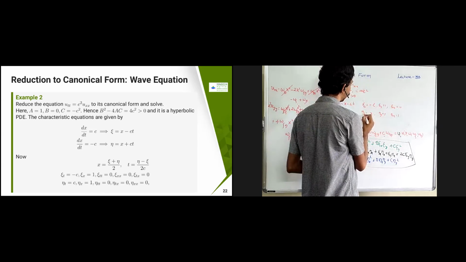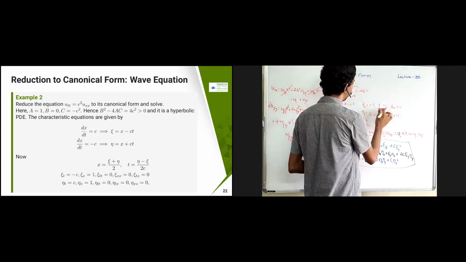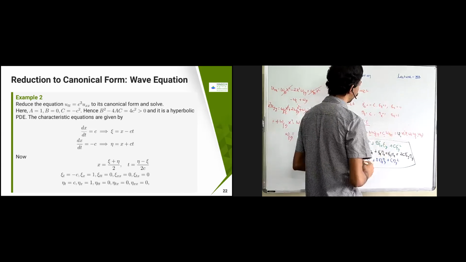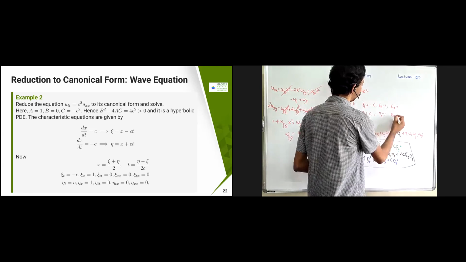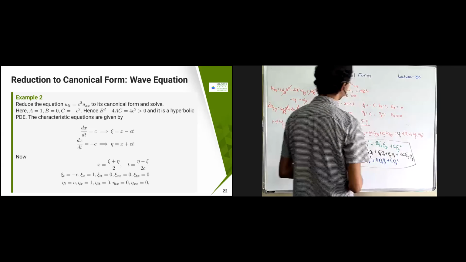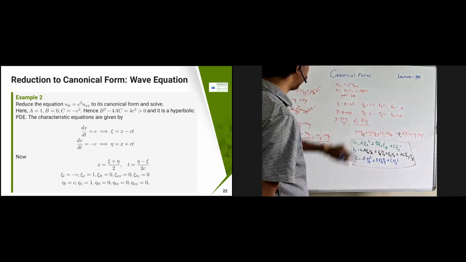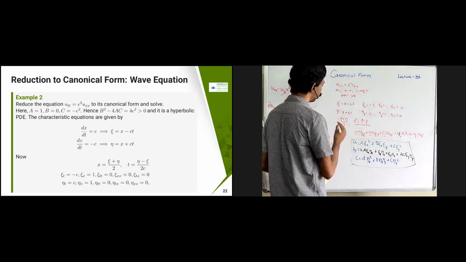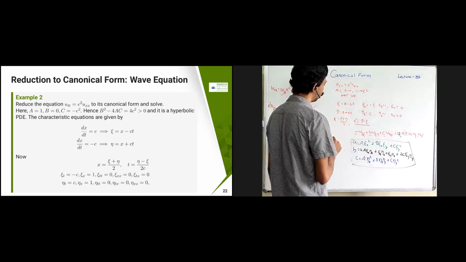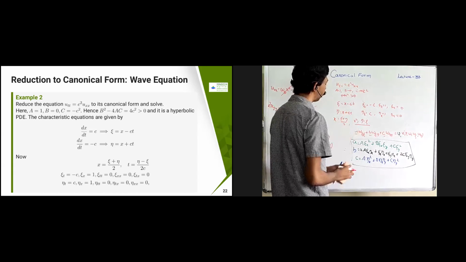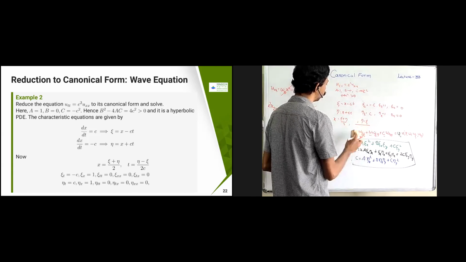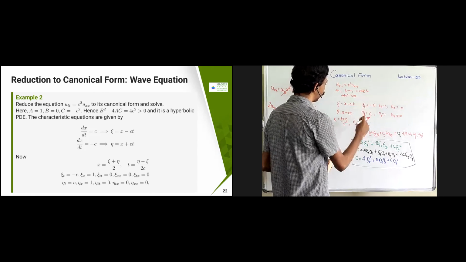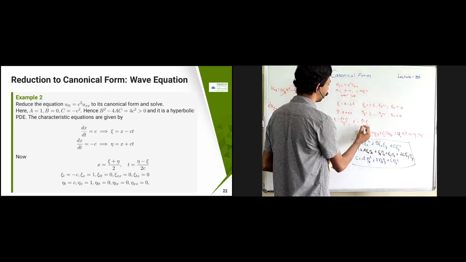Eta_t is going to become c. Chi_x is going to become 1, eta_x is going to become 1, and the rest are all 0. Remaining all 0. Same way here, we will get x equal to (chi plus eta) by 2, and t is going to become (eta minus chi) divided by 2c.